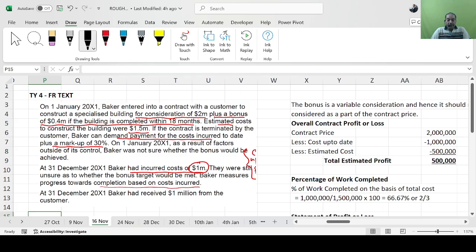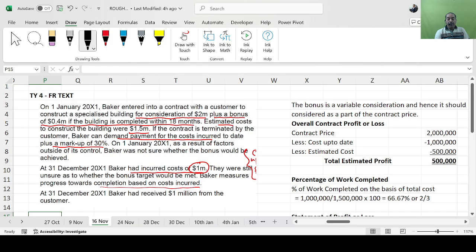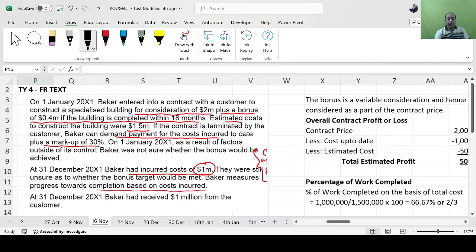Estimated cost to construct the building was $1.5 million. That is the total cost. If the contract is terminated by the customer, Baker can demand payment for the cost incurred up to date plus a markup of 30%. That means in between, if the customer stops the work and says that I am not interested, I am not going to pay, then whatever cost has been incurred up to date plus 30% can be recovered from the customer. On 1st January 20X1, as a result of factors outside of its control, Baker was not sure whether the bonus would be achieved.